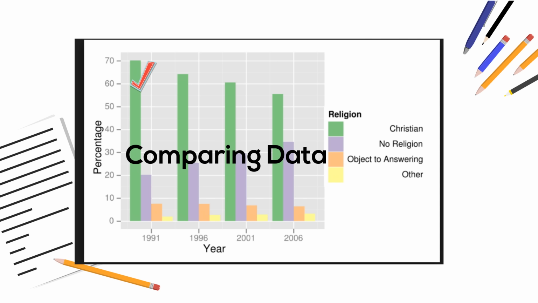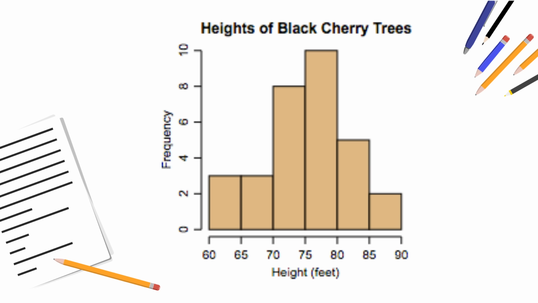Okay. Next, we have a histogram. When do we use these? They are very good to show intervals. Notice that you have the height of black cherry trees, and then the frequency. But also notice that you have a range or an interval of height. So again, histograms are not always, but are used well for intervals.